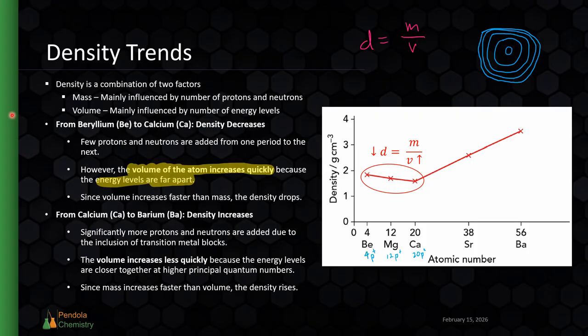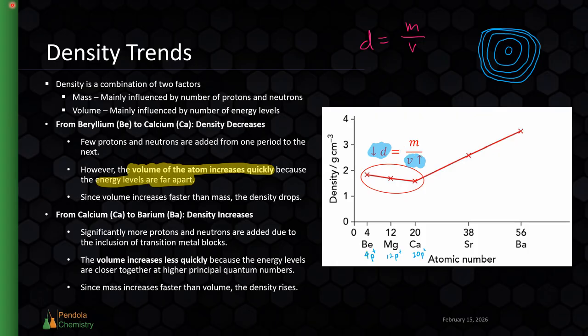What happens is that the addition of the new energy levels is going to increase the volume much more rapidly. This is going to increase the volume much more rapidly than the mass increases with those 8 extra protons. So the density actually goes down as the volume increase outspeeds the mass increase.